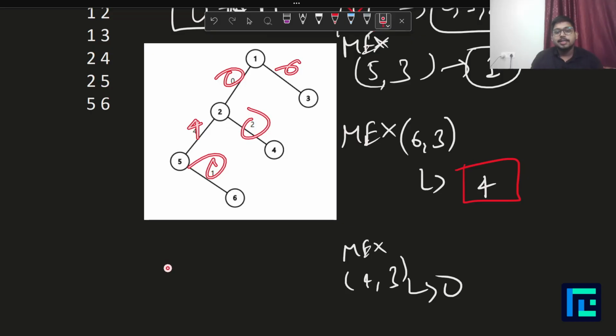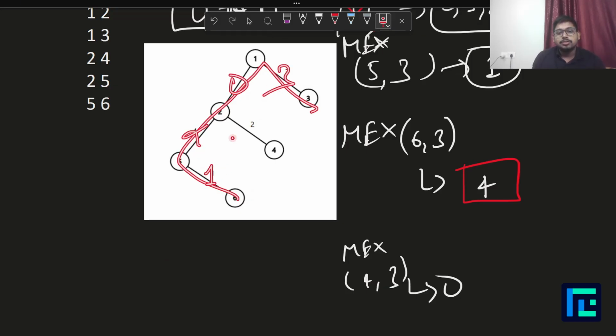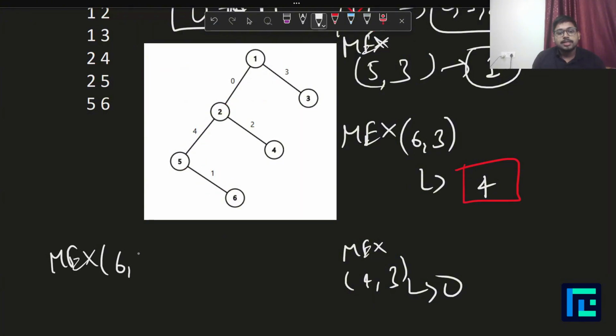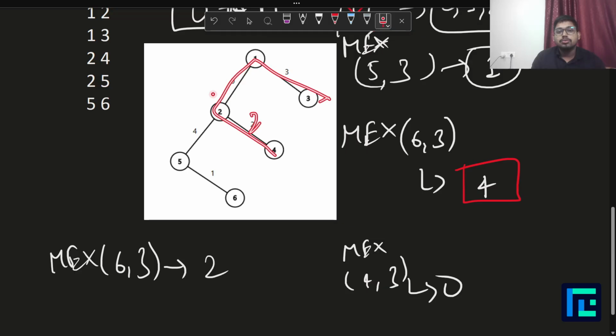For this assignment, let's try to calculate our MEX. Let's say this longest path, here you have 1, 4, 0 and 3. So you have 1 and 0, but you don't have a 2. So for this path, MEX of 6 to 3, your value is 2. 2 is not present in this path. If you take this path, here 2, 0, 3 are present, 1 is not present.